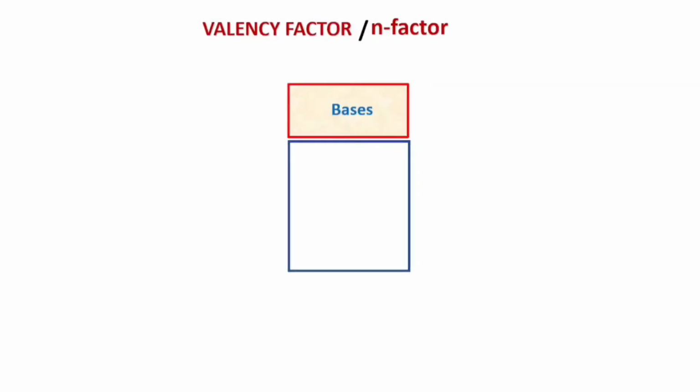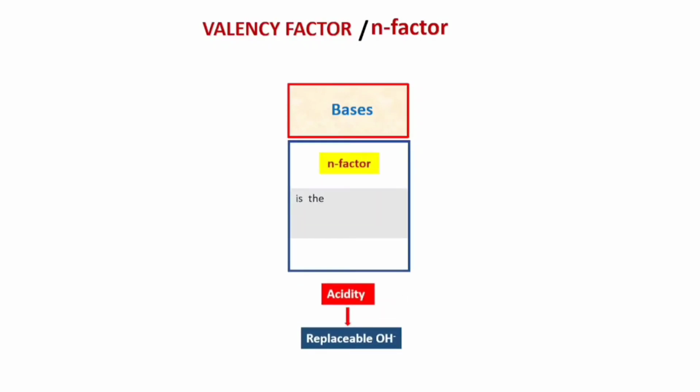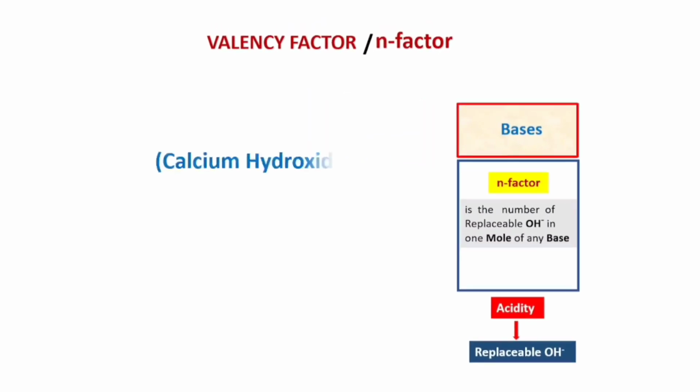To find the N factor of a base, we have to look for its acidity. Acidity means the number of replaceable hydroxyl anions. So the N factor for a base is the number of replaceable hydroxyl anions present in 1 mole of any base. For example, calcium hydroxide. Calcium hydroxide has 2 hydroxyl groups in its molecule. In aqueous solution, it displaces 2 hydroxyl anions, so its acidity is 2. As acidity represents the N factor, its N factor is 2.